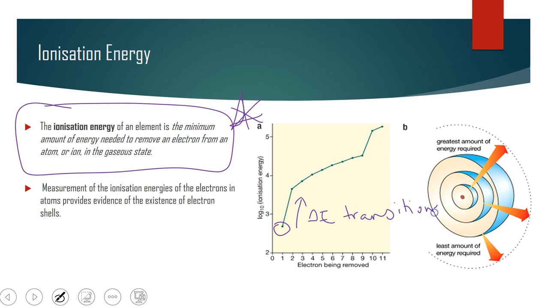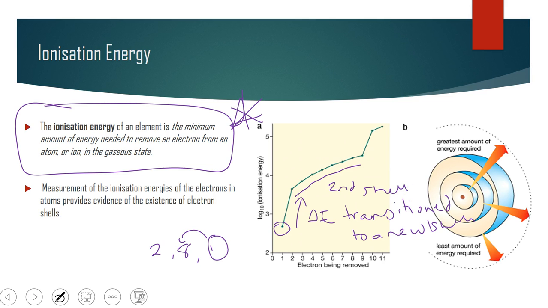Okay, because if it was in the same shell, then it would be a similar energy here. So as we can see here, for sodium, which if you remember is 281, we remove the first one and then we jump into the next shell, so there's a big difference in energy. We then remove the 8 electrons from the second shell, which require just a little bit more energy each to be removed.